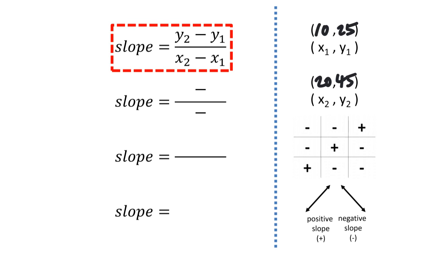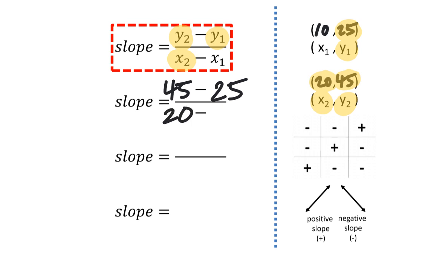I'm going to replace some of these variables with their known values. y2 is going to be replaced with the number 45. Afterwards, y1 is going to be replaced with the number 25. Then I'm going to replace x2 with the number 20. And last, I'm going to replace x1 with the number 10.